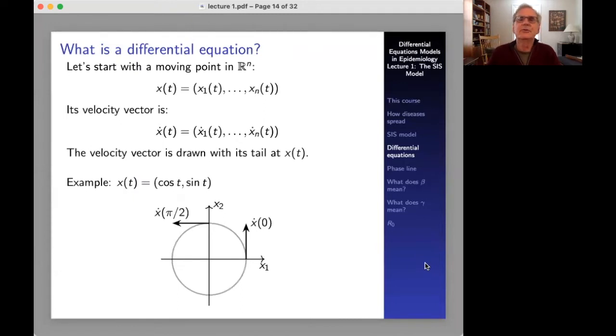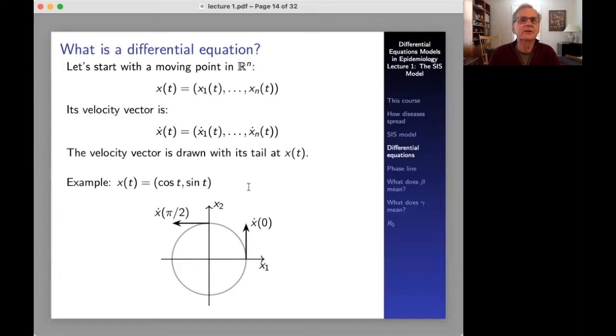What is a differential equation? Let's start with a moving point in Rn. So x of t, the position of that point at time t, is x1 of t through xn of t. Those are the n coordinates of the point at time t. The velocity vector of this moving point would be x dot of t, the dot notation. The coordinates are just the derivatives with respect to t of x1 of t through xn of t. The velocity vector is always drawn with its tail at x of t.